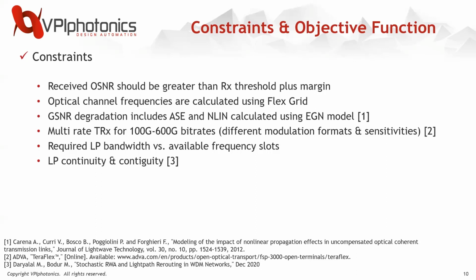Depending on the bandwidth variable transceiver configuration, the required bandwidth differs. So this imposes an additional constraint on the search for alternate routes. And of course, we account for the two classical constraints for lightpath rerouting: keep the same set of frequency slots assigned to a lightpath along the route and avoid overlapping with other lightpaths.